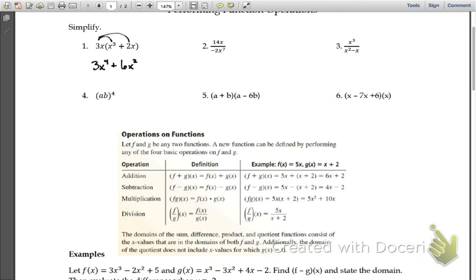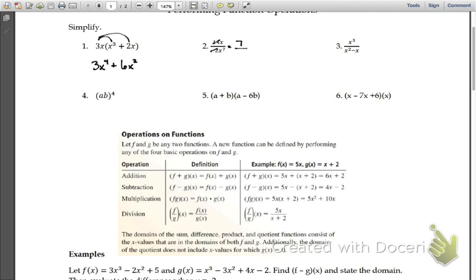Same thing with 2. I have 14x over negative 2x to the 7th power. What can I do with the 14 and the negative 2? I can simplify them or divide. So the 14 and the negative 2 is going to turn into what? A 7. 7 is going to be on top.